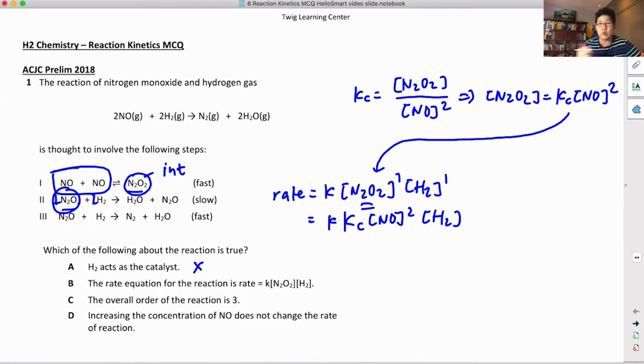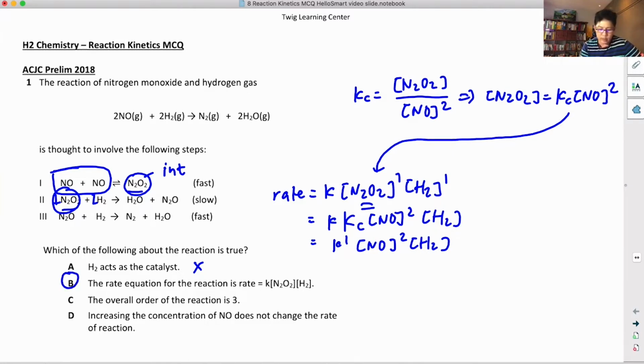NO is fine because NO is a reactant. So in fact, I would say it's k' [NO]² [H2], which means it follows this rate equation. So B is definitely correct. Okay, so the answer should be B.